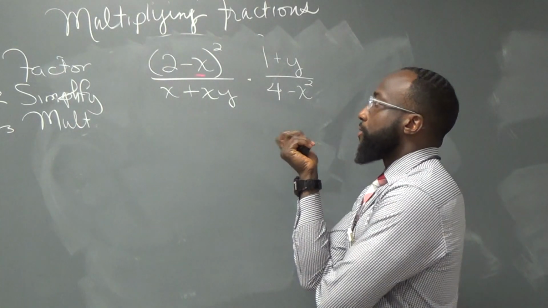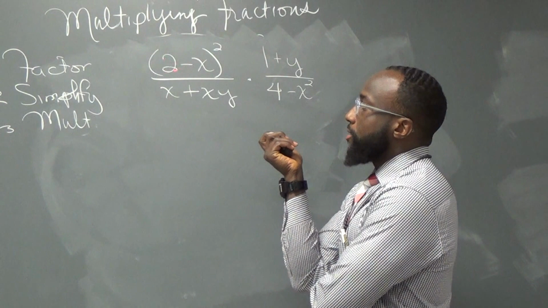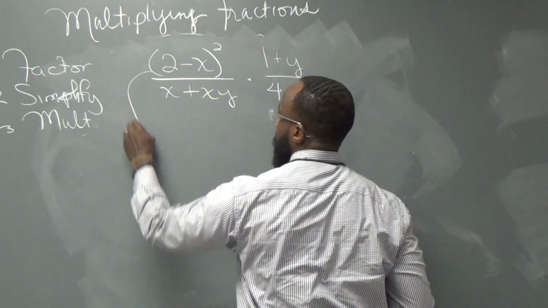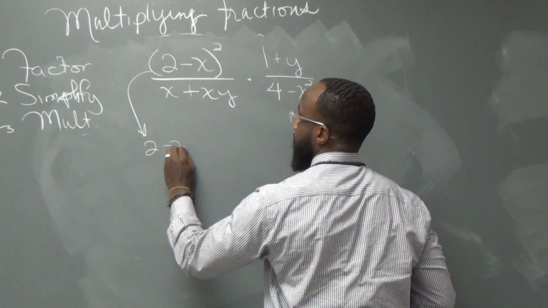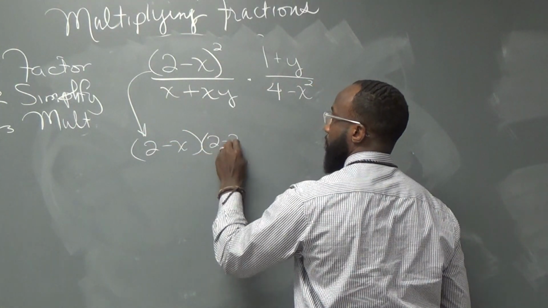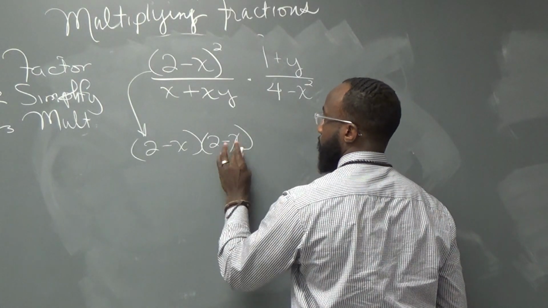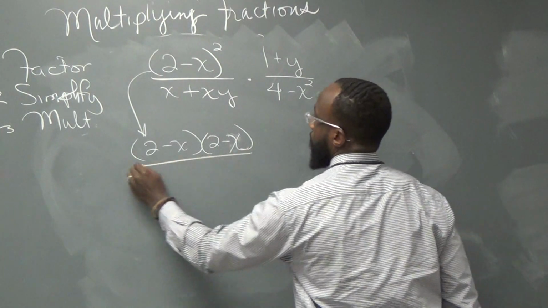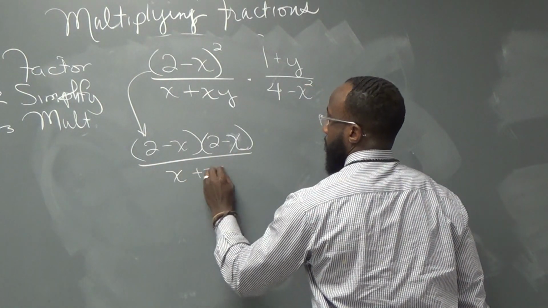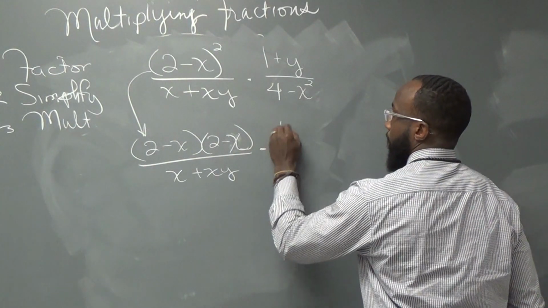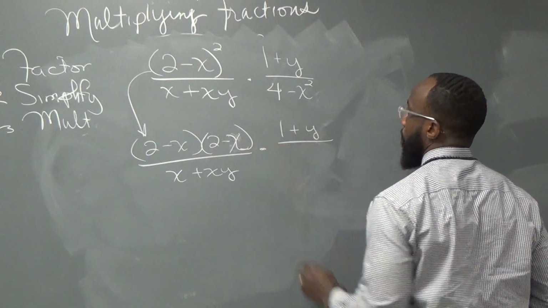So let's rewrite this one, because you see 2 minus x to the second power. What this means is you got 2 minus x twice. That's what exponents mean. So it's going to be 2 minus x times 2 minus x, all over x plus xy. Okay, so we rewrote that. And then over here we're going to have 1 plus y over.